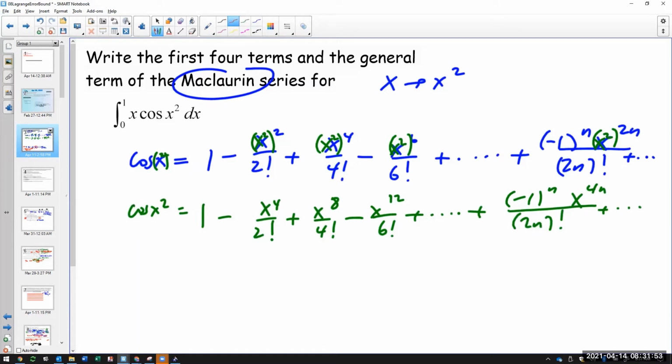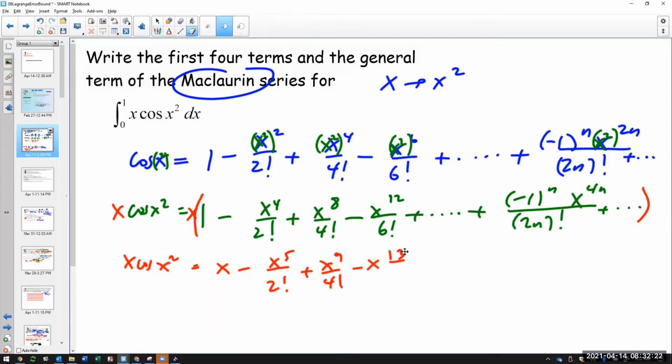But I have a question, guys. If I multiply by x on this side, do I just tack on the x, or do I multiply by the whole thing? The whole thing. So when you multiply by the whole thing, when you add or subtract, you can just tack it on. All right, so this is going to be x cosine x squared equal to x minus x to the 5th over 2 factorial plus x to the 9 over 4 factorial minus x to the 13 over 6 factorial plus dot, dot, dot, plus.